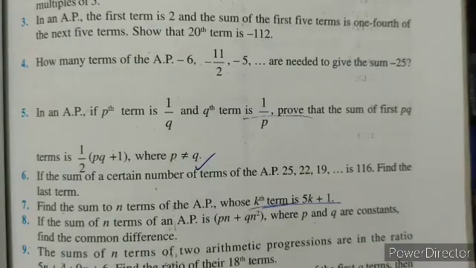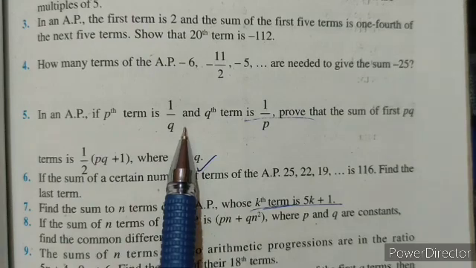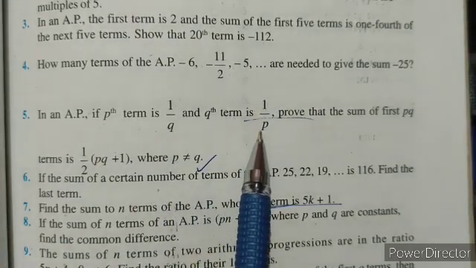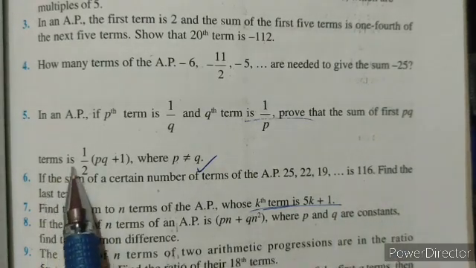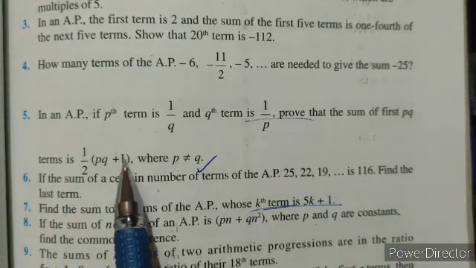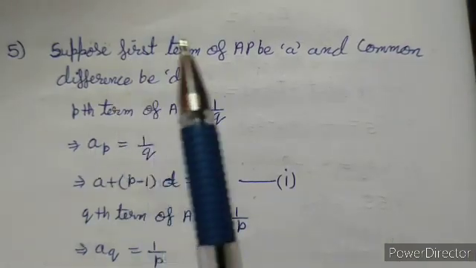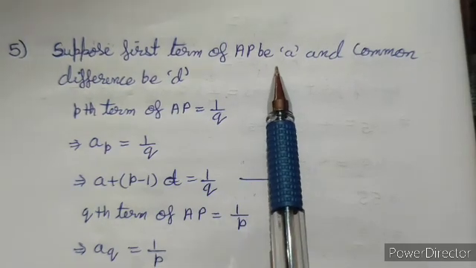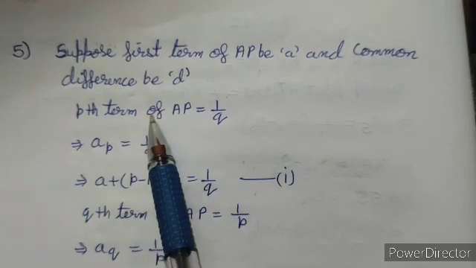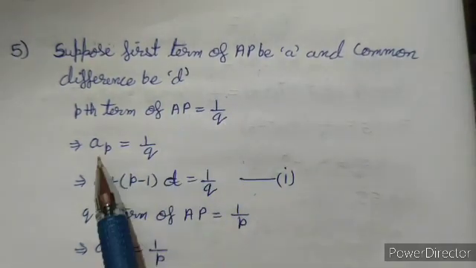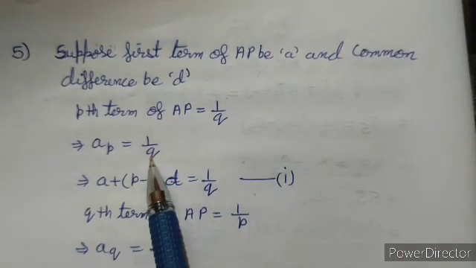Now in question number 5, if the pth term of the AP is 1 upon q and the qth term is 1 upon p, we have to prove that the sum of the first pq terms is 1 upon 2 into (pq plus 1), where p is not equal to q. Suppose the first term of the AP is a and the common difference is d. So the pth term of the AP is given as 1 upon q.